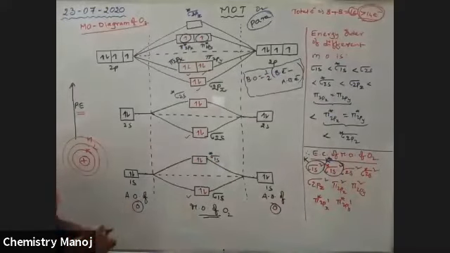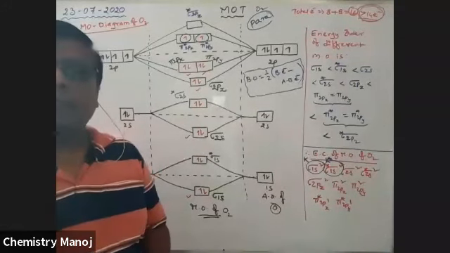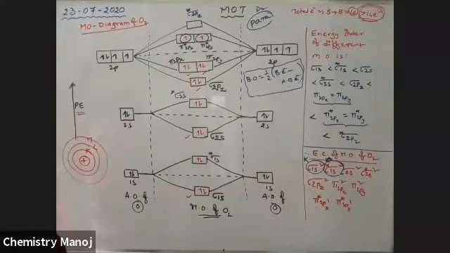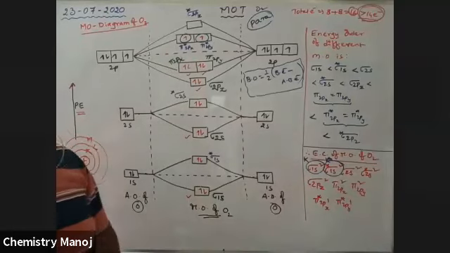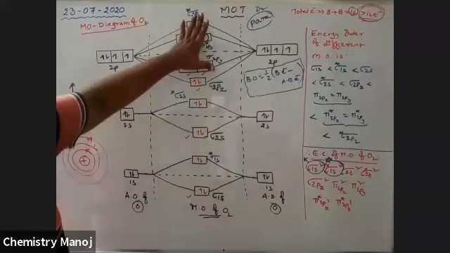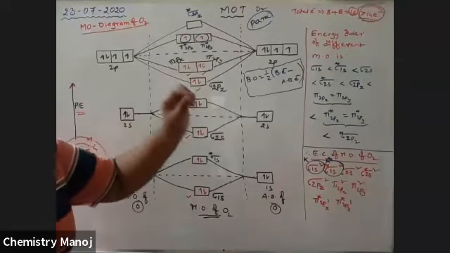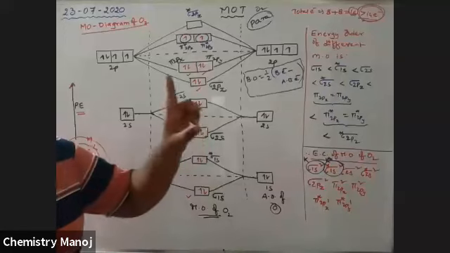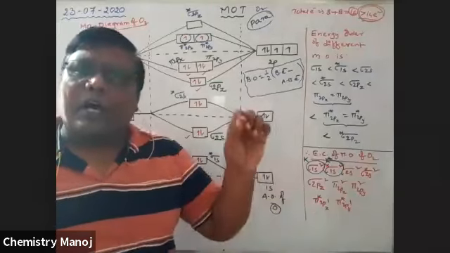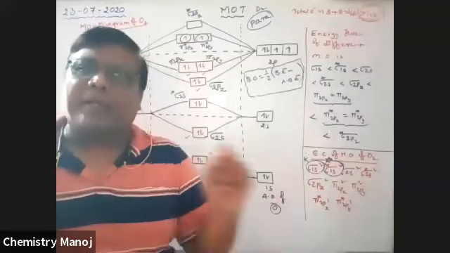Bonding electrons means the number of electrons present in bonding orbitals. Anti-bonding electrons means the electrons present in anti-bonding orbitals. Someone asked, sir, how to explain the paramagnetic nature? See, boys, we consider only molecular orbitals. In these molecular orbitals, is there any unpaired electron? If the molecular orbitals have at least one unpaired electron, we consider that molecule paramagnetic. If all the electrons are paired, it is automatically considered diamagnetic.